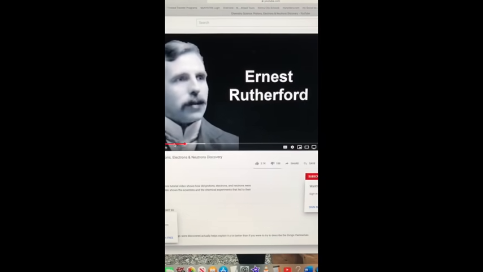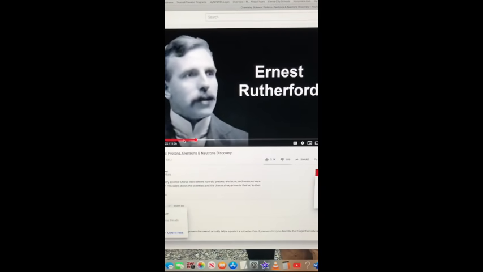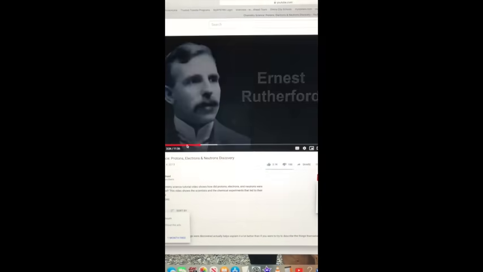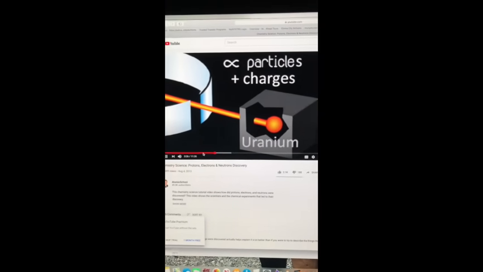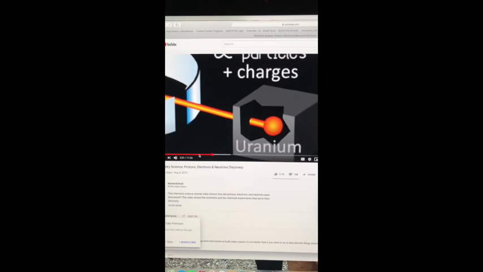An extroverted New Zealander with a booming voice and a big laugh. Rutherford was playing around with beams of positively charged particles, which he called alpha particles, that were emitted from uranium atoms. He knew they were positively charged because they bent in the opposite direction to the electrons of a cathode ray when passed through charged parallel plates. They bent more slowly than electrons, so he knew they were heavier than electrons too.